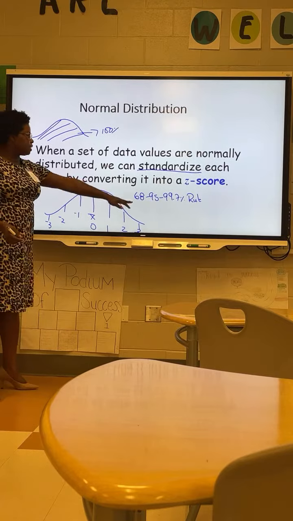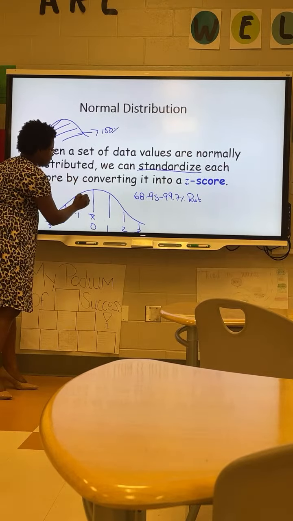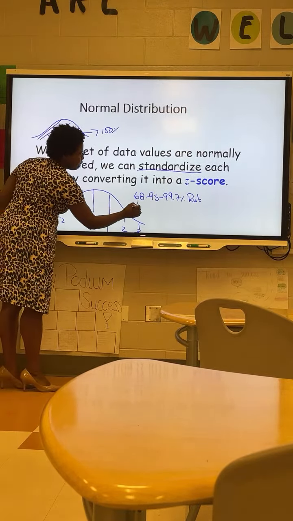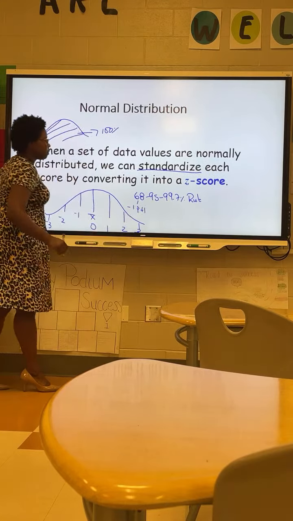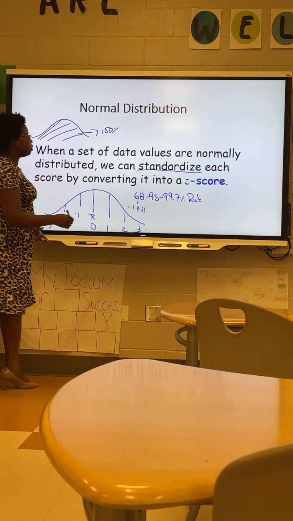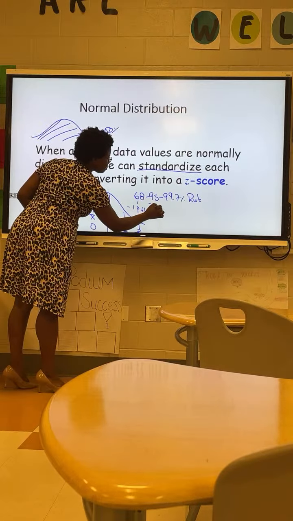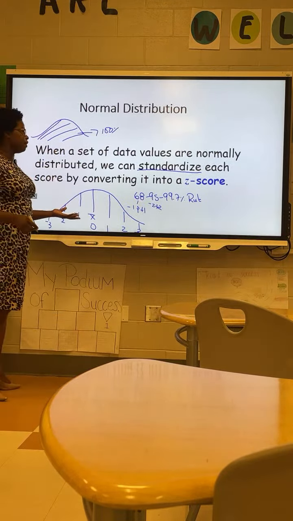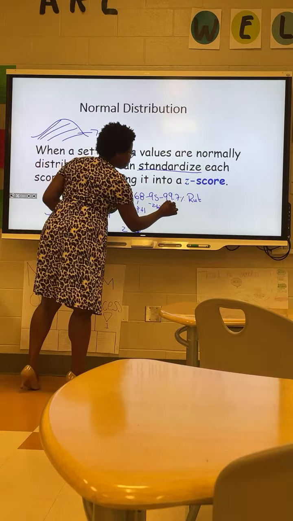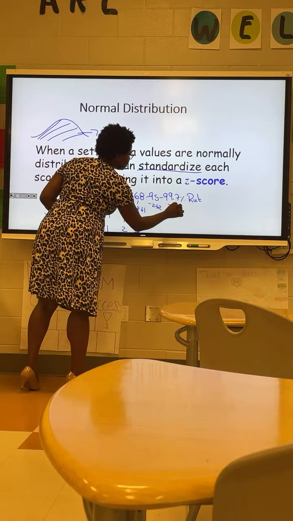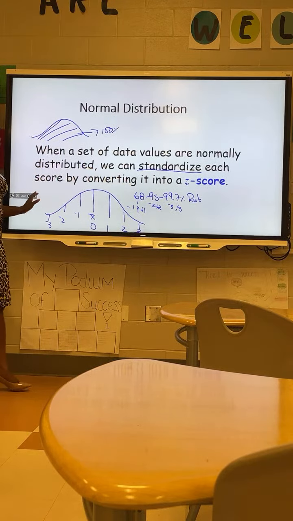Okay? And so the 68 represents 1 standard deviation, so between -1 and +1. The 95 represents 2, so that's between -2 and +2. And the 99.7 represents 3, which is between -3 and +3. So very soon we'll get into that.